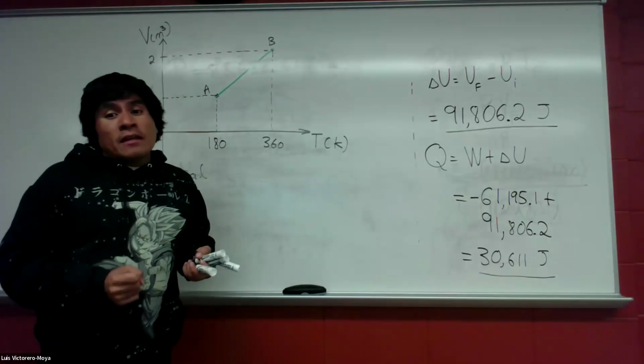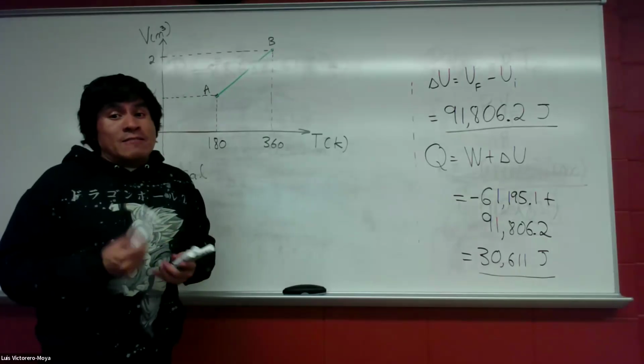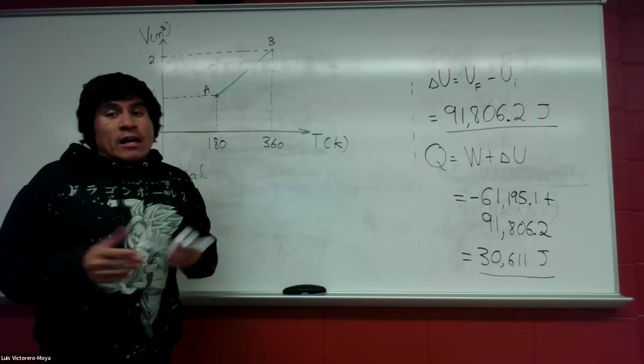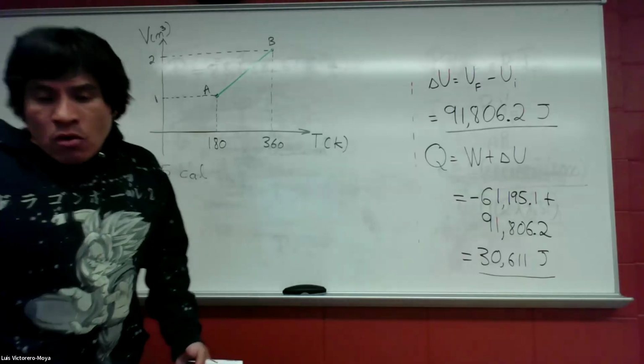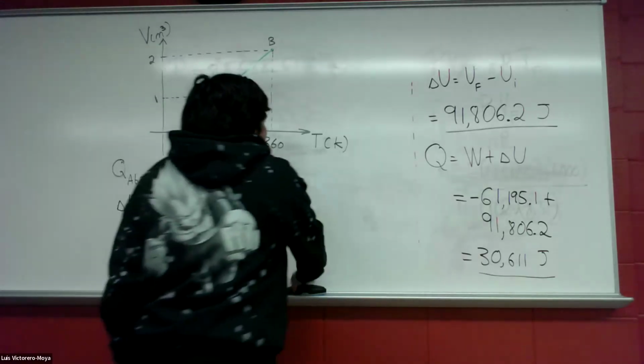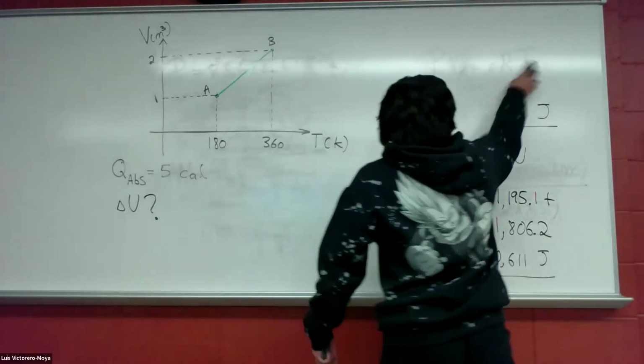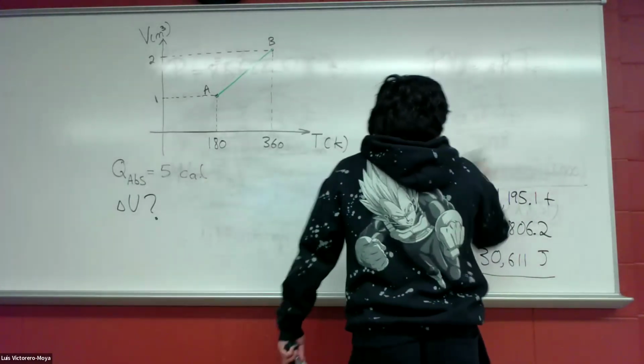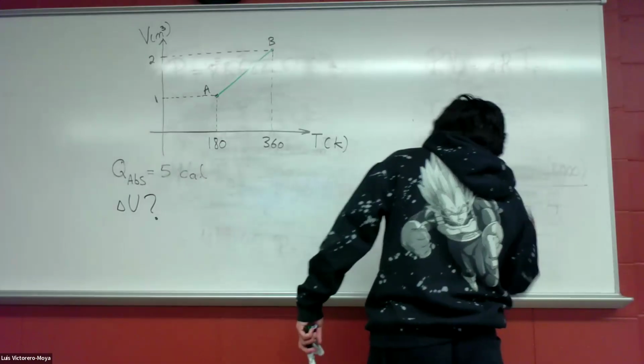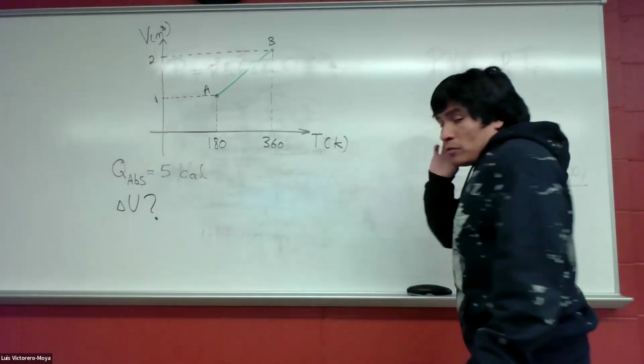But there are 2 equations you can use: 3 halves of nRT or 5 halves of nRT. How do you use each one, right? It depends on the type of process. If you have a constant pressure, you have to use Cp. For a constant volume, you use Cv.